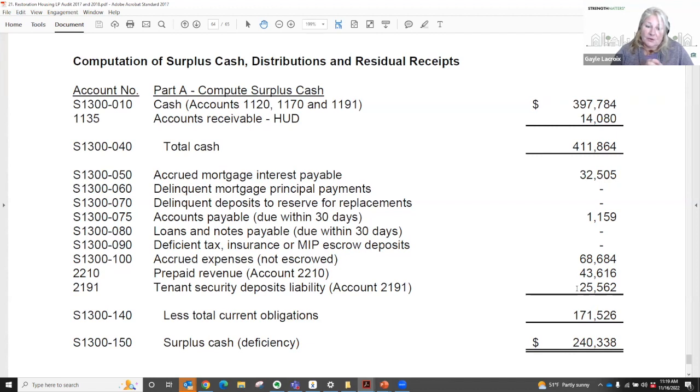And so if you take your total cash and you deduct your current obligations, you can see that we have $240,000 this year to distribute. It's very exciting.